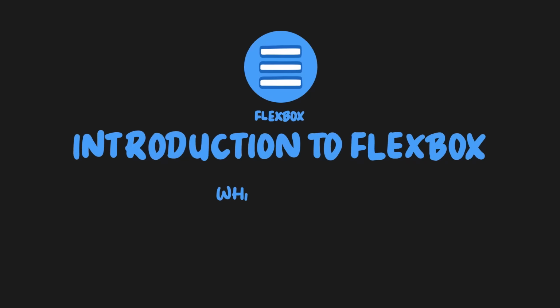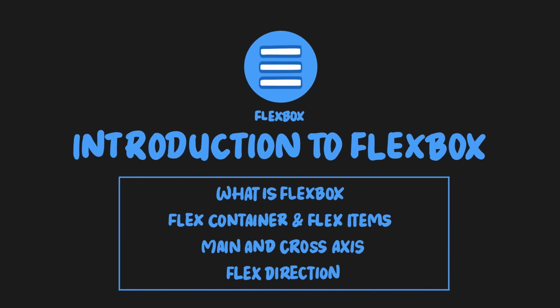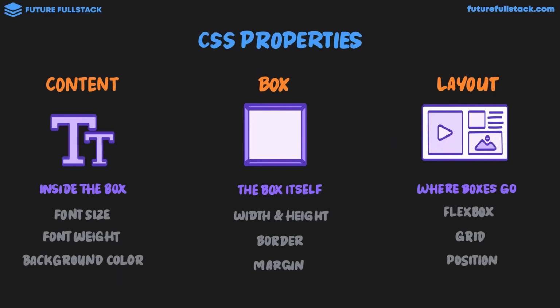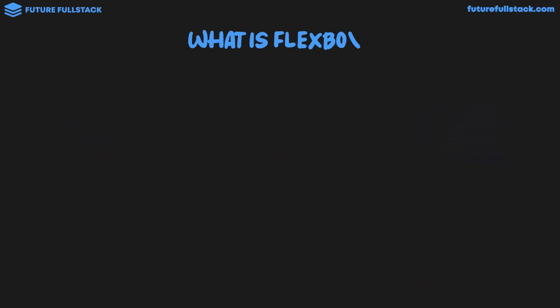We'll be discussing what is Flexbox, Flex Container and Flex Items, main and cross axis, and flex direction. So back in the introduction video to the CSS full course, I introduced this slide, where at a very high level, I broke down the three major components of CSS. We're now up to an exciting part in our journey, where we're starting to look at layout, which is all about how we place boxes on our page. And using the power of Flexbox, grid, and position, we can finally achieve beautifully looking pages that are also responsive for different screen sizes. So what is Flexbox?